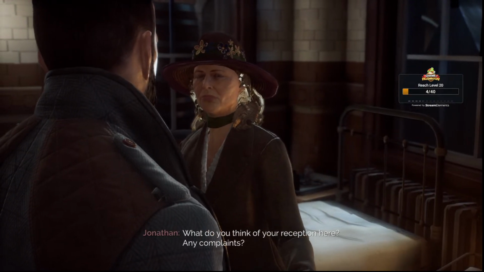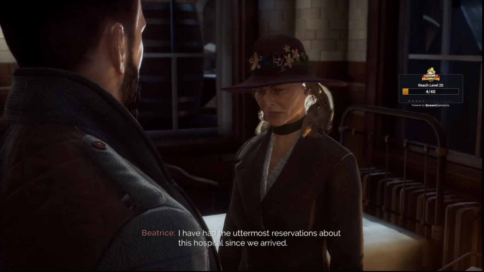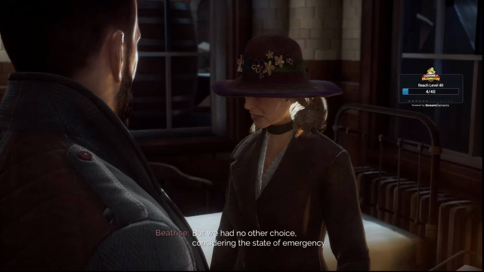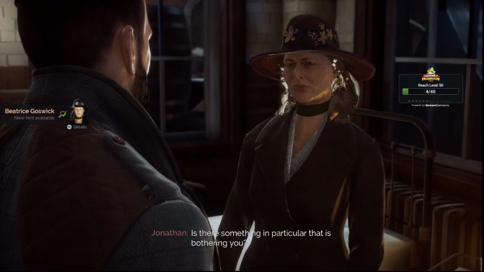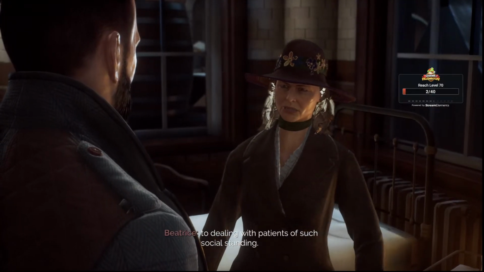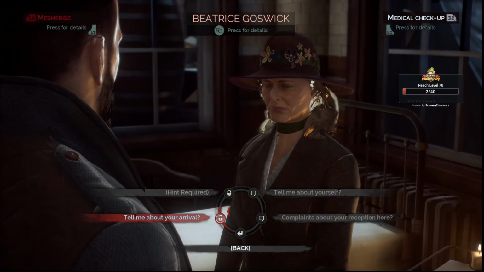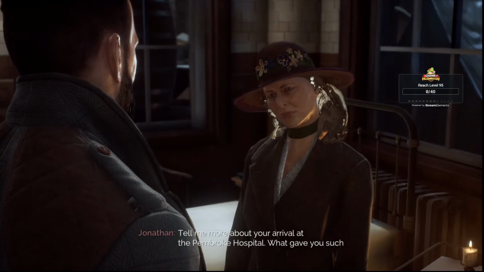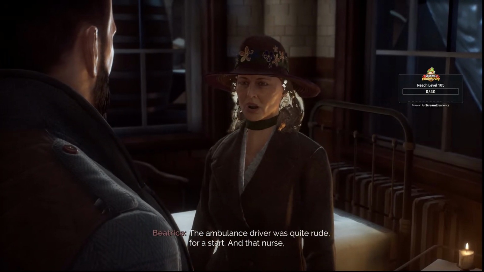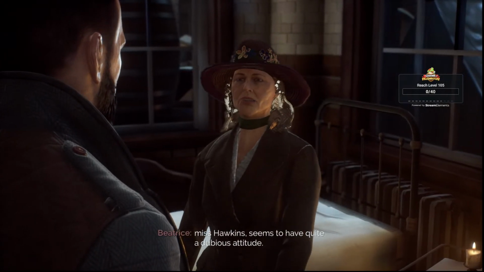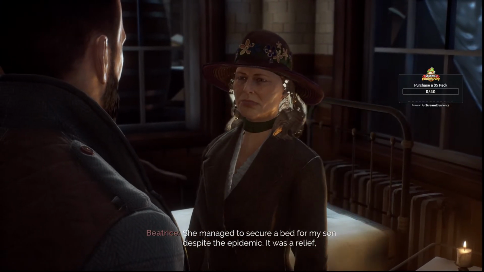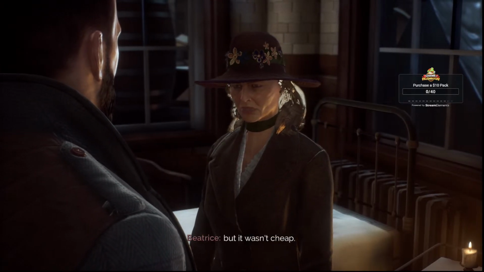What do you think of your reception here? Any complaints? I have had the uttermost reservations about this hospital since we arrived. But we had no other choice, considering the state of emergency. Is there something in particular that's bothering you? Some of the staff were not especially welcoming. I suspect they're not accustomed to dealing with patients of such social standing. Tell me more about your arrival at the Pembroke Hospital. What gave you such a bad first impression? The ambulance driver was quite rude, for a start. And that nurse, Miss Hawkins, seems to have quite a dubious attitude. What do you mean? She managed to secure a bed for my son despite the epidemic. It was a relief, but it wasn't cheap.